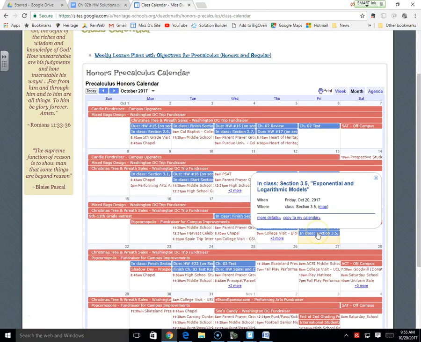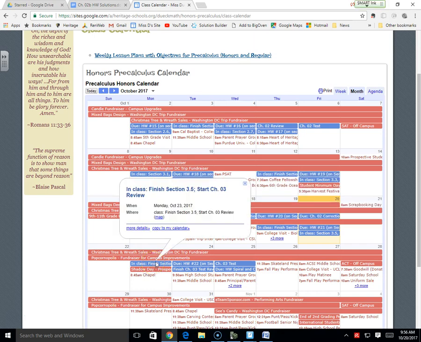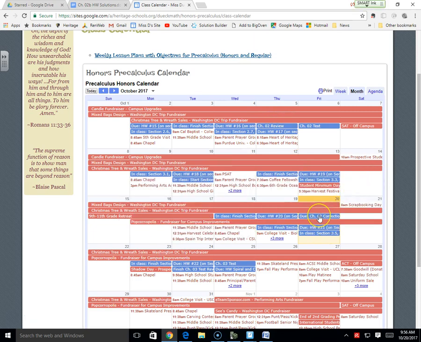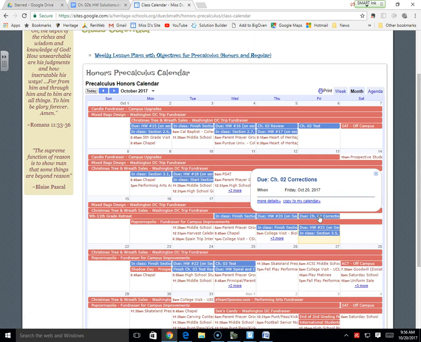Our goal today is to do section 3.5, but we get to finish it on Monday. Homework 3.5 is due on Tuesday. We're going to go ahead and grade homework, then start 3.5. You are supposed to get corrections in and done by the end of today, but feel free to come in during lunch or after school if you need any help finishing those.